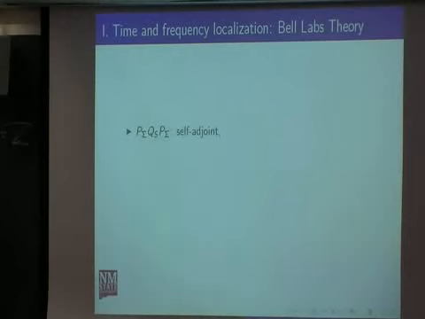So a quick review of the Bell Labs theory from the 1960s. This is the case in which the frequency support is one interval. So we're just talking about the Paley-Wiener space that Yuri mentioned at the beginning of this section. Okay, so this operator, this composition of the projection onto the Paley-Wiener space, followed by the time localization, and then the projection back onto the Paley-Wiener space, is self-adjoint, and if these sets have finite measure, then the operator is compact.